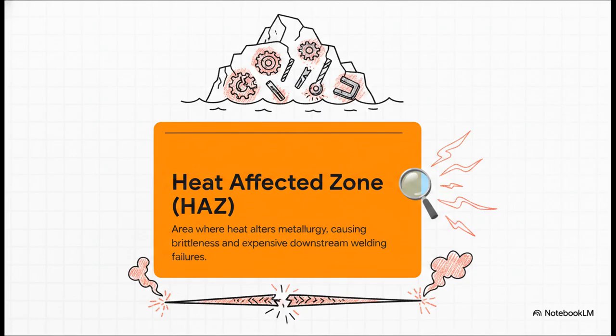The HAZ is this area where excessive heat input literally alters the metal's edge metallurgy. And why should you care? Because if you're dealing with high-carbon steels, this intense heat can actually snap your drill bits if you try to tap holes later on. It warps thin parts, and it makes edges an absolute nightmare to weld. It's an invisible defect that triggers massive downstream labor costs.